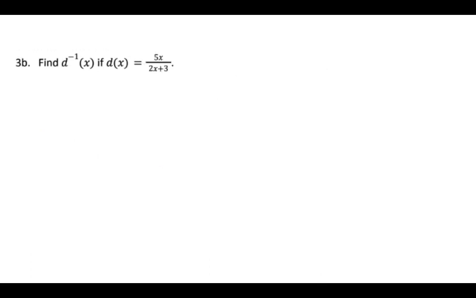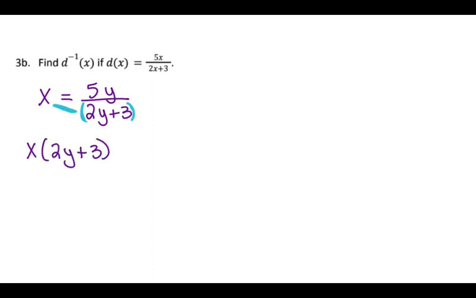Let's do another one. Again, I'm going to start by switching my x's and y's. So instead of y equals, I'm going to write x equals 5y over 2y plus 3. Now for this denominator, I'm going to put it in parentheses because this is actually two terms being added together. So I want to make sure that they stay together, especially when I do this step right here of cross multiplication. So I have x times (2y plus 3) equals 5y.